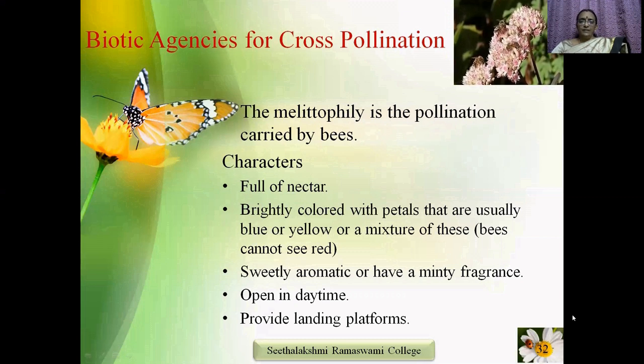The flowers are brightly colored with petals that are usually blue or yellow or a mixture of these, because we know bees cannot see the color red. So the flowers which are pollinated by bees will usually be blue or yellow or a mixture of these. They will be sweetly aromatic, with a minty fragrance, and they open only in the daytime. They provide landing platforms to the bee and often are bilaterally symmetrical. These are certain characters of plants which are pollinated by bees.